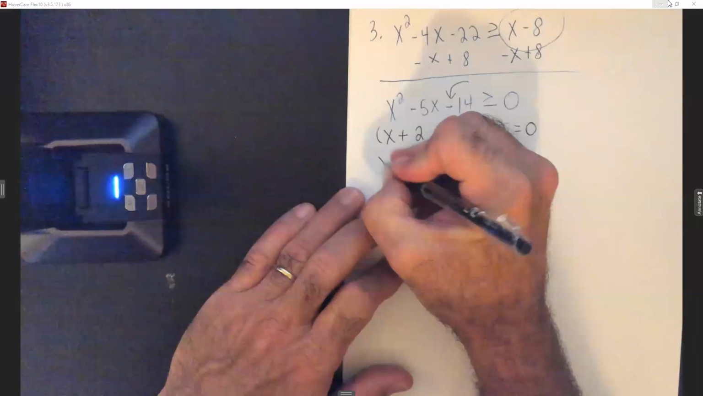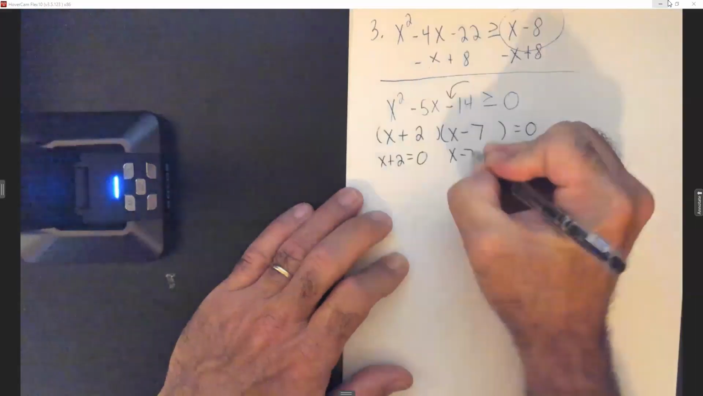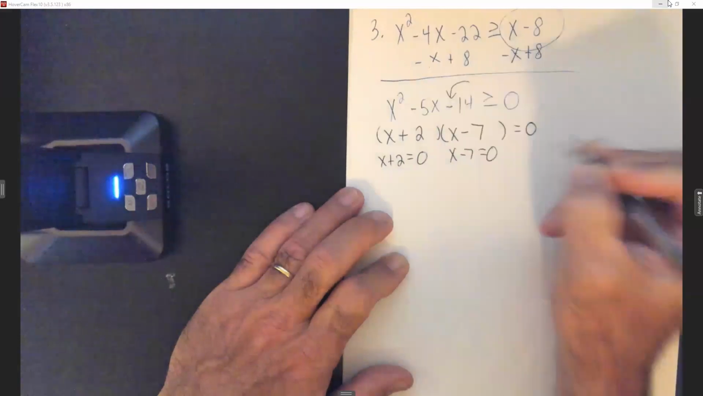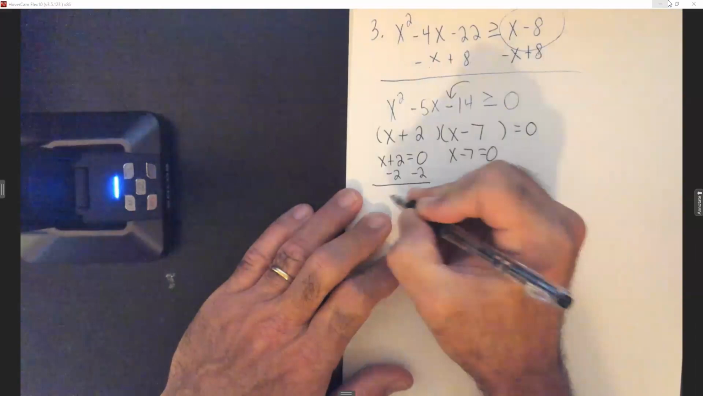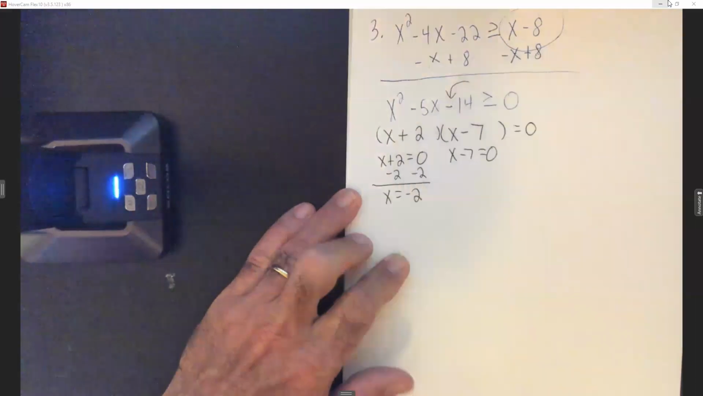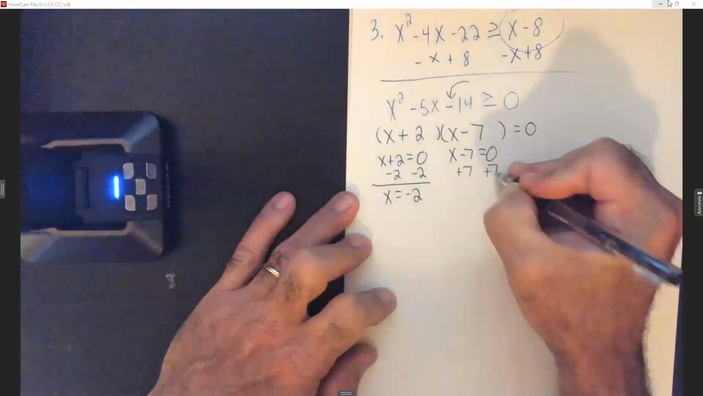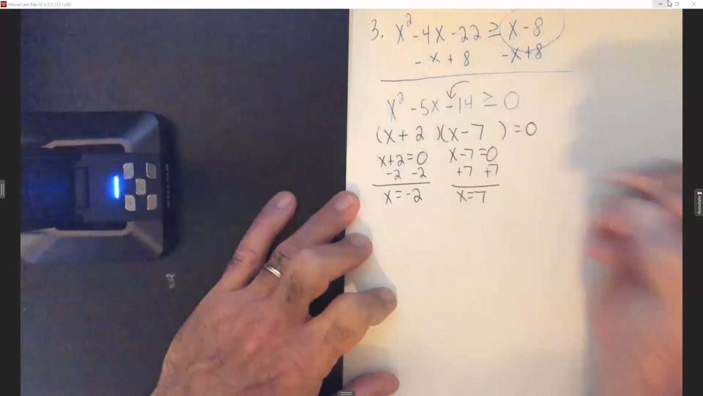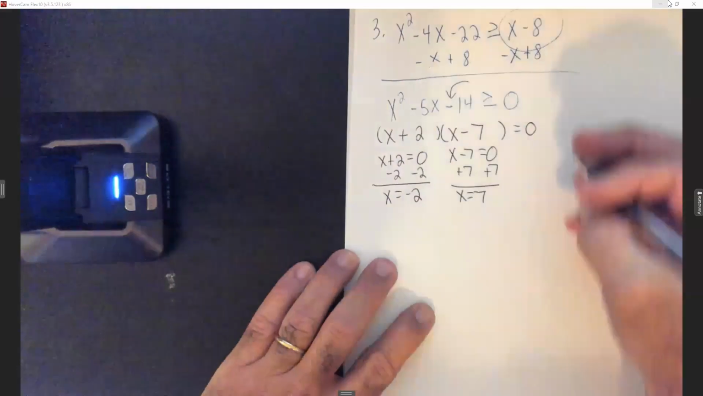All right, so now to finish this out, set all these equal to 0. So I'm going to subtract 2 from my first one, so that x equals a negative 2. Add 7 to the second one, and get x equals a positive 7. So set up your number line.